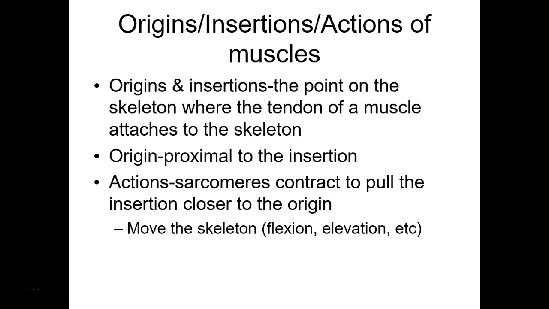Origins, insertions, and actions. Make sure you get these things correctly defined here. The origin is where a muscle originates, so it's more stable. It's the most stable region of whatever it's connected to. The insertion is going to be more movable, right? And the action is just what happens when the muscle contracts. So origins and insertions are the points on the skeleton where the tendons attach to the skeleton. The origins tend to be proximal on a limb to the insertion, and the actions tend to pull the insertion closer to the origin.